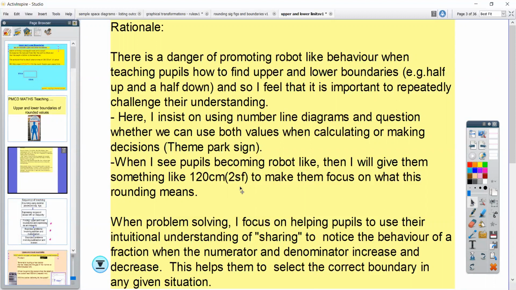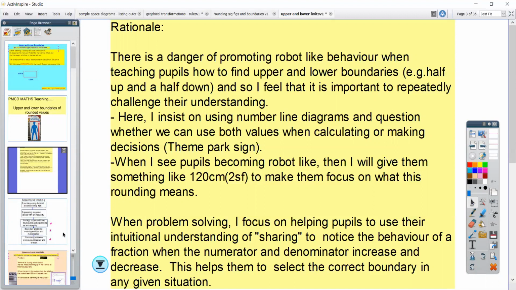The second part here, about the problem solving, about the sharing, you'll come on to a little bit later on, when we start looking at sharing a pizza out to look at the behavior of fractions so that we understand. I think the most difficult part of upper and lower boundary problems is when we have a division calculation involved somewhere along the line.